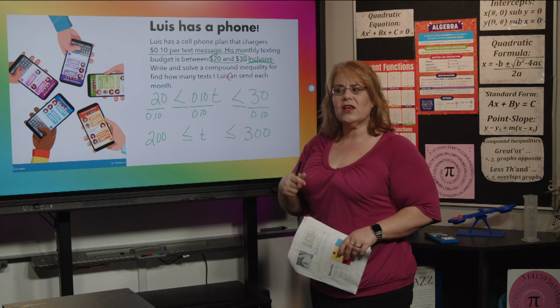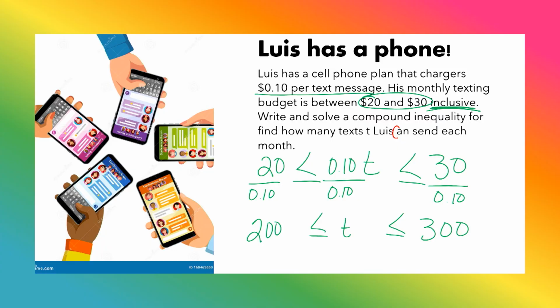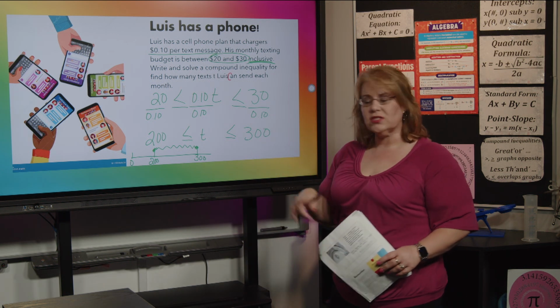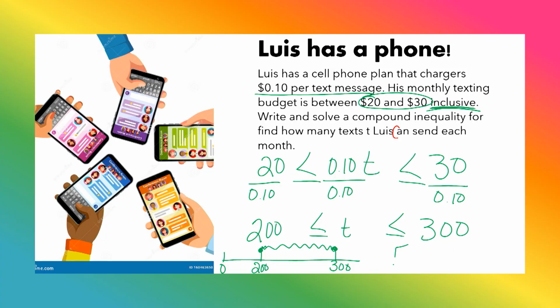So let's go ahead and graph this. Here we go. So if I'm graphing this, I have 0, I have 200, 300. I can have closed circles because it can equal those. And then I am graphing in the middle. Now let's go ahead and write our notation. Let's do interval notation. So here we go. I can start with a bracket and 200, comma, 300. There we go.